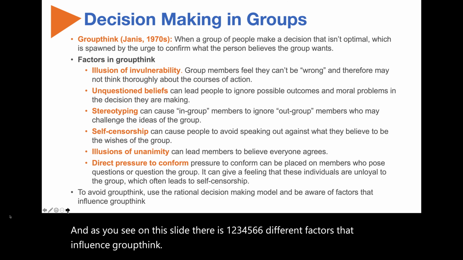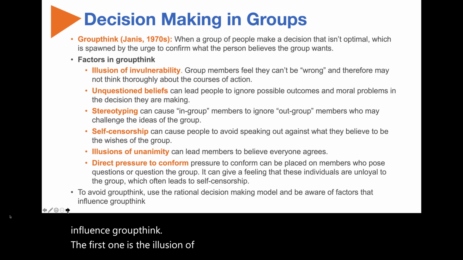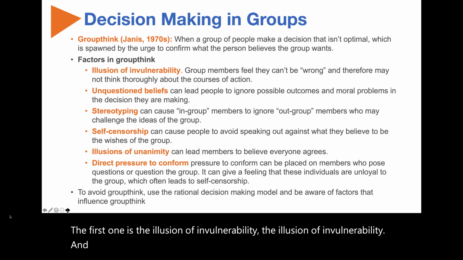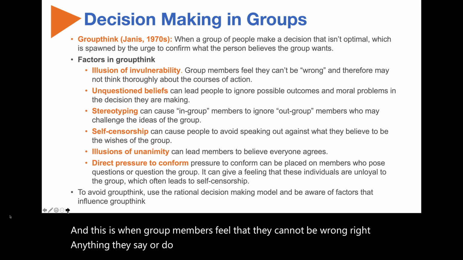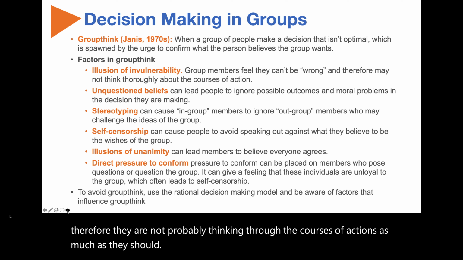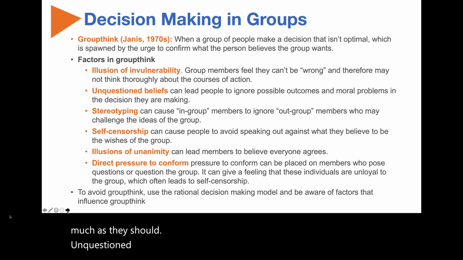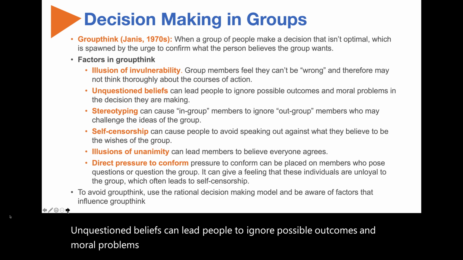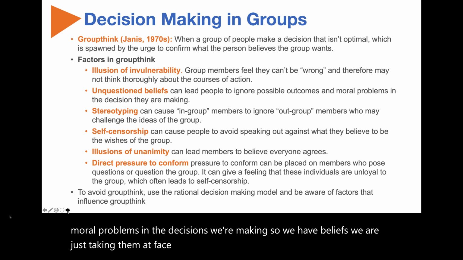The first one is the illusion of invulnerability. This is when group members feel that they cannot be wrong, right? Anything they say or do will work out just well. Nothing can happen. And therefore, they are probably not thinking through the courses of action as much as they should. Unquestioned beliefs can lead people to ignore possible outcomes and moral problems in the decisions we are making. So we have beliefs, we are just taking them at face value, and we are not debating whether those are the right ones.